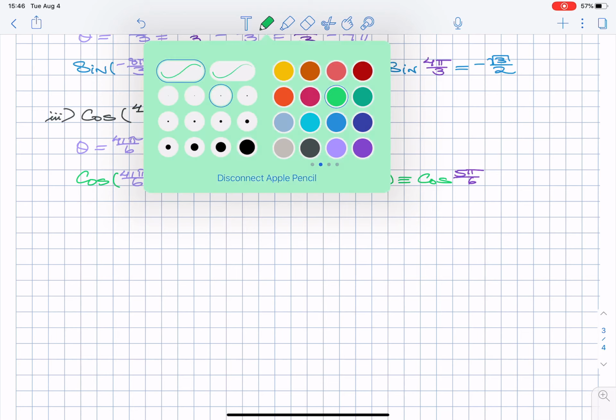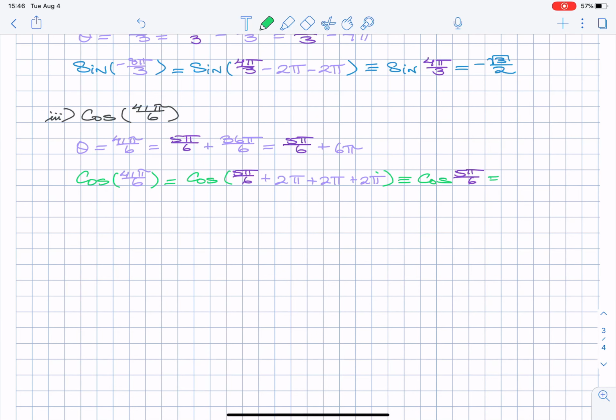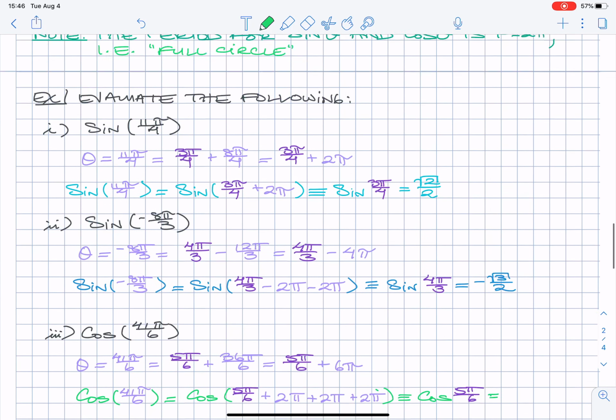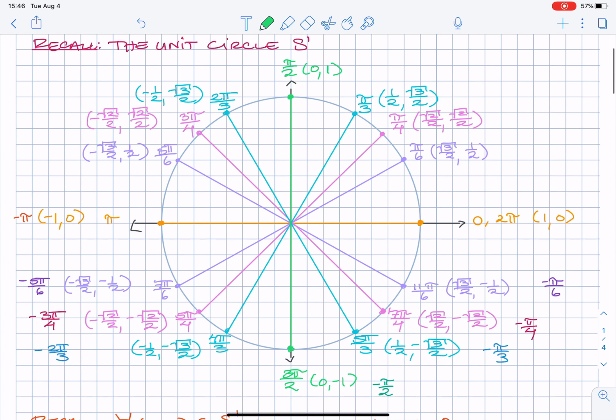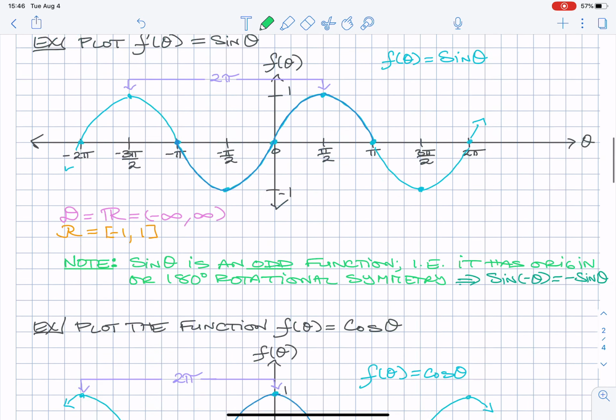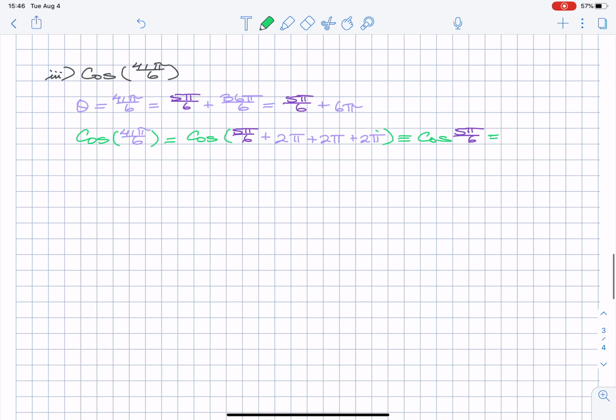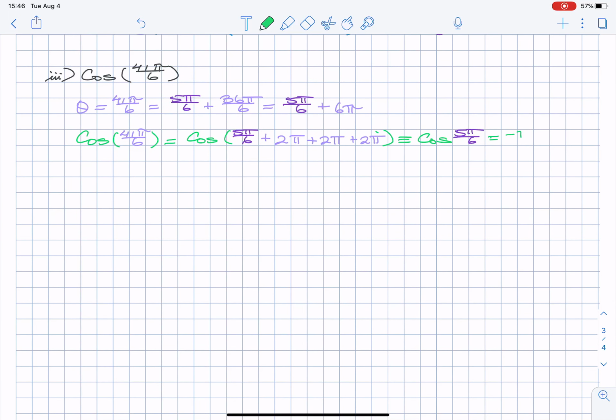So cosine of 5 pi over 6, that's the 30-degree reference angle in quadrant 2. So let's look at that. The 30-degree reference angle in quadrant 2, cosine is the x-coordinate, so negative root 3 over 2. So negative root 3 over 2.